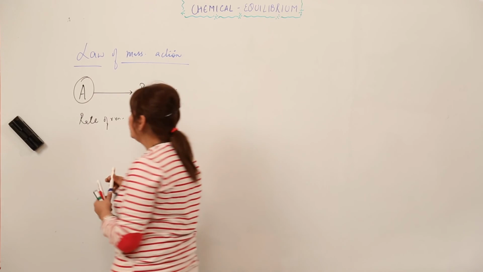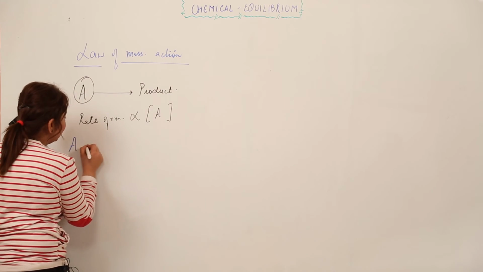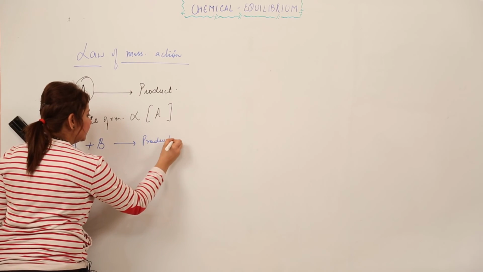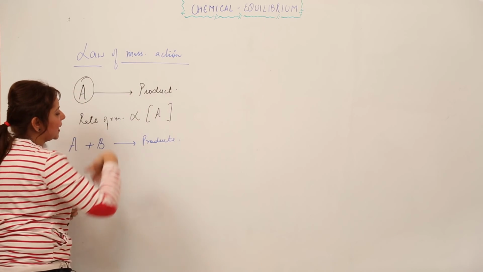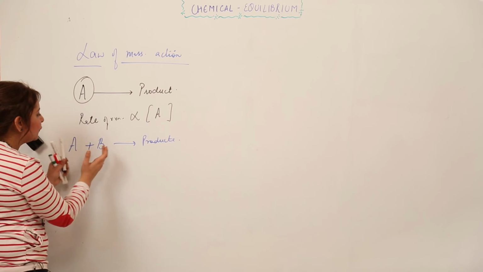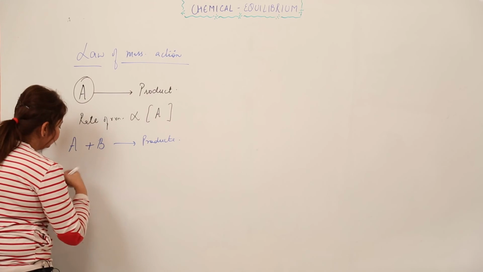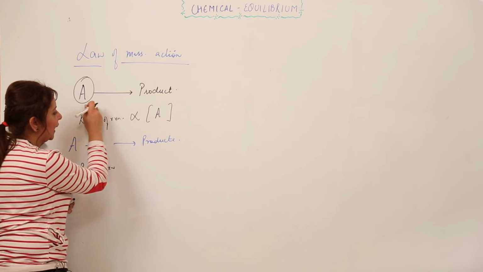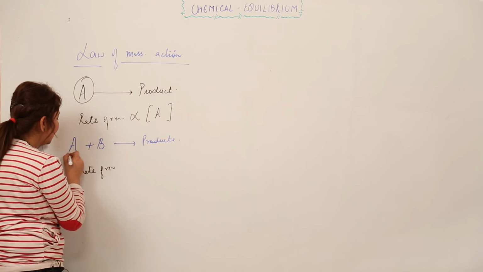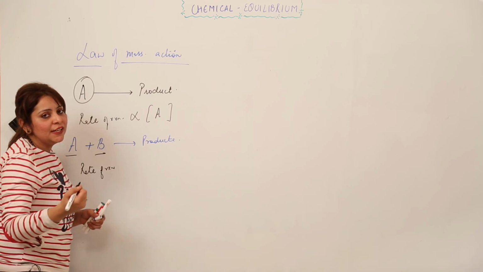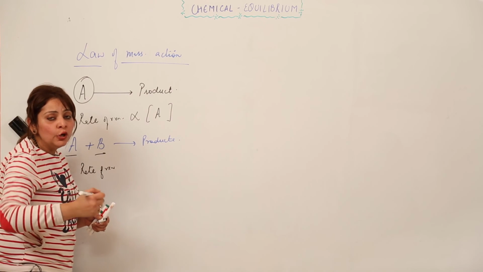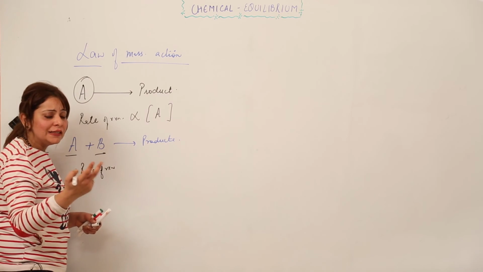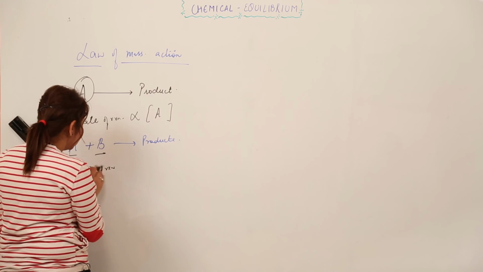Now I'm taking two reactants in a chemical reaction. I say A and B just react to form products, right? So this law says that the rate of this reaction depends upon the active mass of A, and in this case we have two reactants, so obviously it is going to depend on the active masses of all the reactants which are present here.